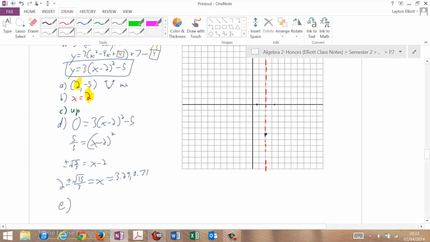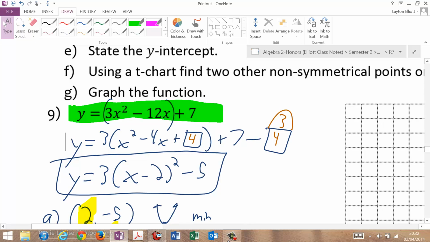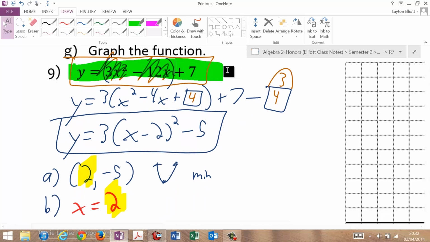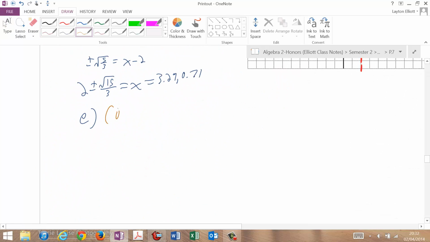We're going to be really smart, and I'm going to look back up and substitute 0 into the original equation. Why would I do that? Because it's really easy. If I substitute 0 in back here, I get to drop that out, and I end up with y equal to 7. That's really convenient. So my y-intercept is (0, 7).